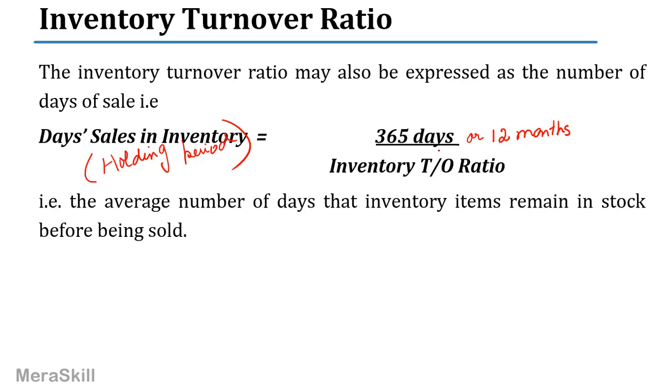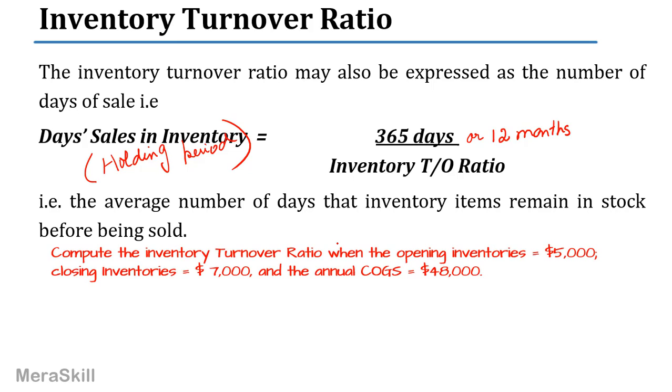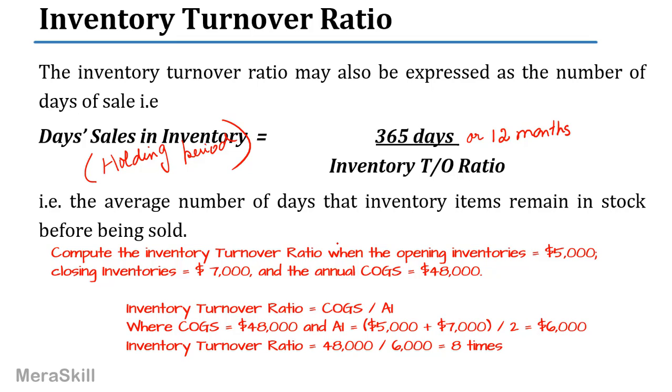So when the inventory turnover ratio is expressed in days or months, days sales in inventory gives us an indication of the holding period, the average number of days that the inventory items remain in stock. In the same problem, we already knew it was 8 times, the inventory turnover ratio. So 365 days by 8 is equal to 46 days.